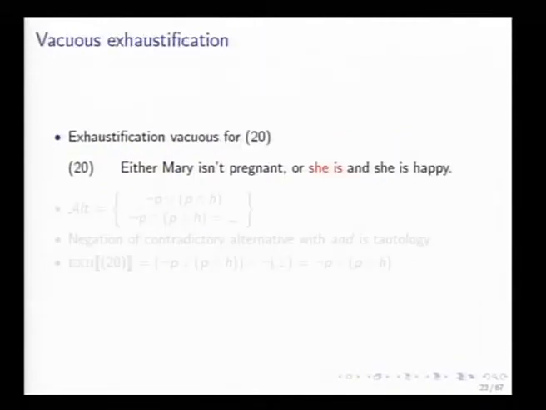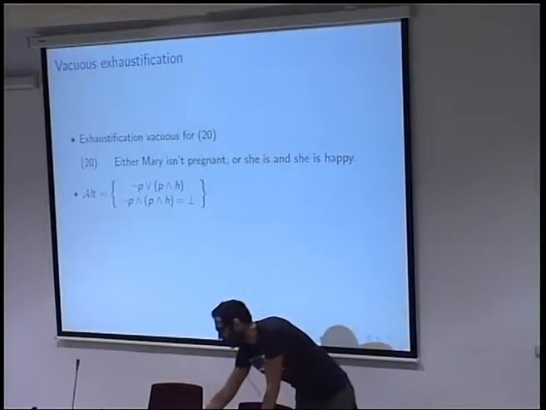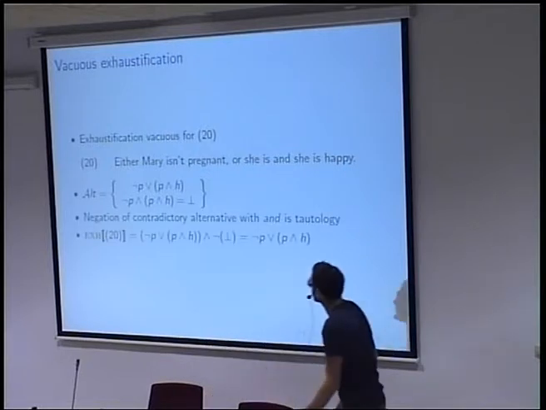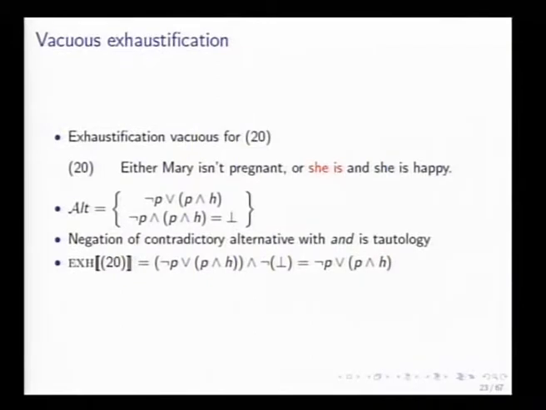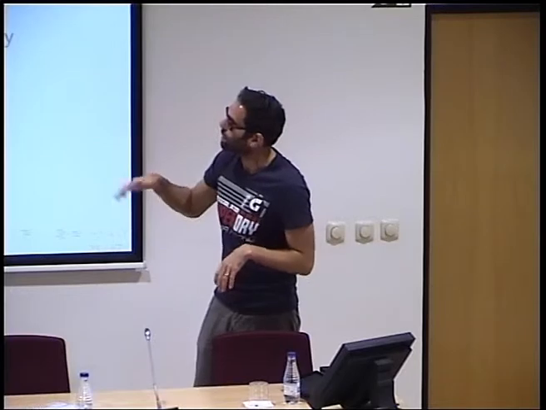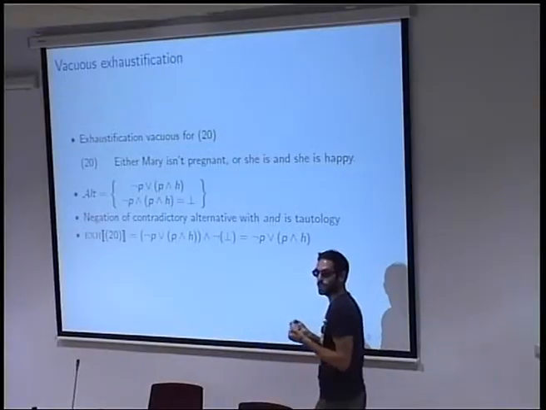Now, if you go to the more complex disjunction, either Mary's pregnant or she is and she's happy, the disjunctive alternative remains the same, but the conjunctive one becomes super strong, in fact, contradictory. So in other words, when you exhaustify, you have a contradictory alternative, which is of course non-weaker. You negate that, but the negation of a contradiction is of course a tautology, so this means that the exhaustification of 20 is just vacuous. And we want to capitalize on this difference here.